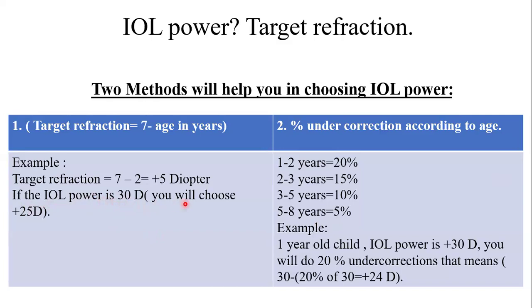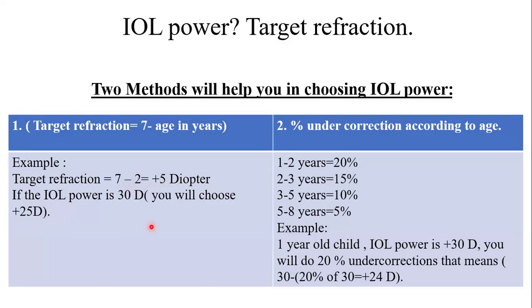So you will do under correction. You will use plus 25. You will under correct by 5 diopters. That is in case the child is 2-year-old. For example, if the child is 3-year-old, then you will do 7 minus 3, that is plus 4. So you will put plus 26.